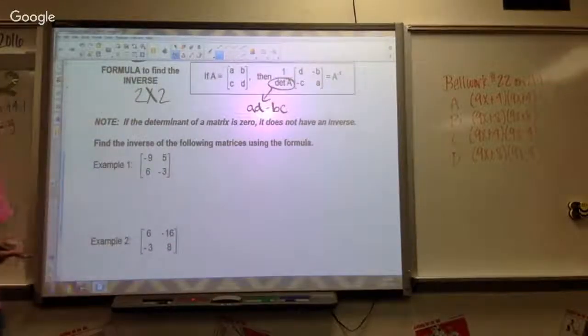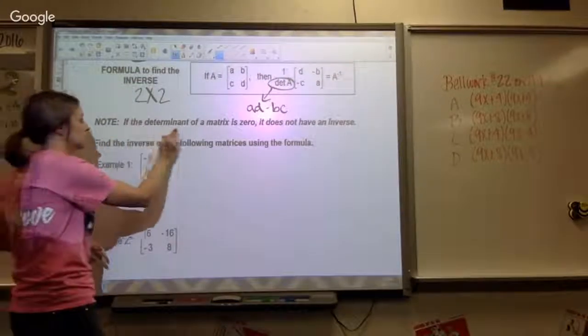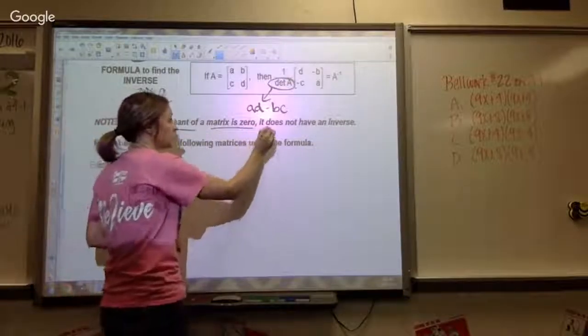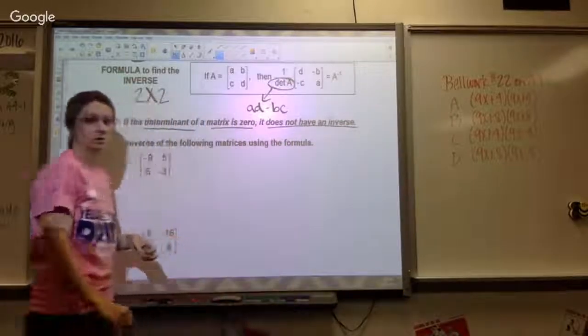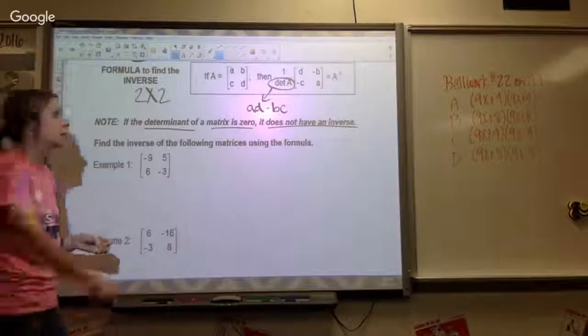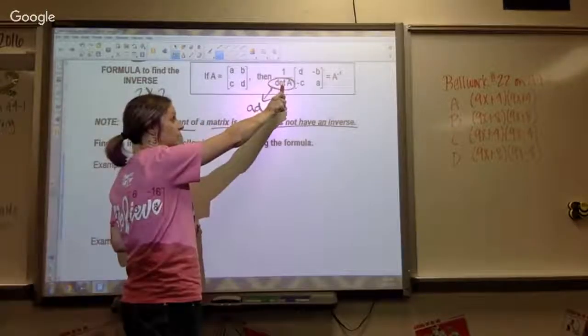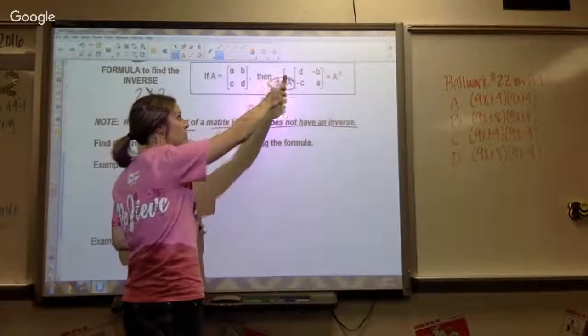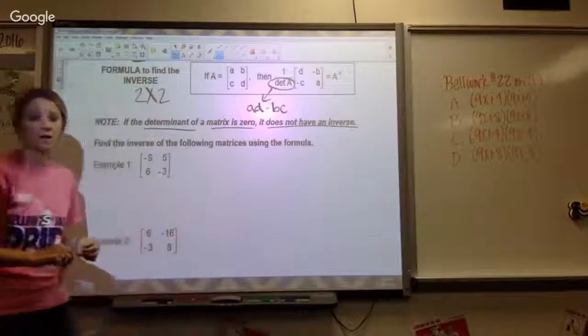All right, if the determinant of a matrix is 0, it does not have an inverse. Okay, the reason for that is if we were to plug in a 0 for the determinant on this formula, 1 over 0 is undefined. We can't divide by 0.